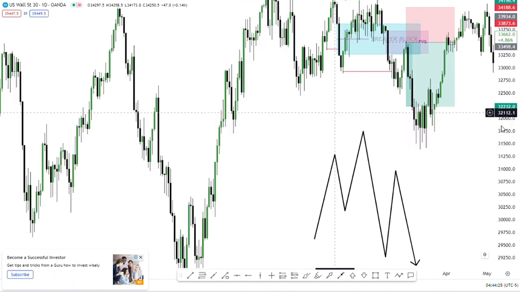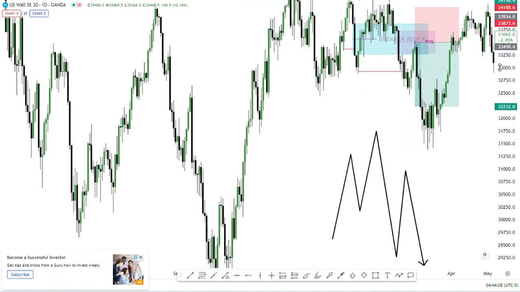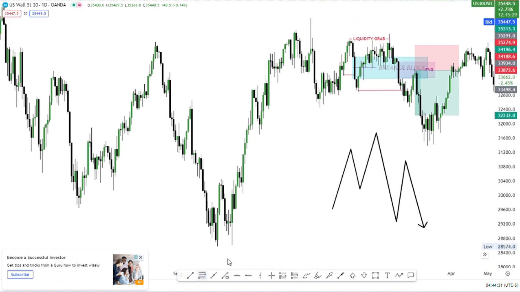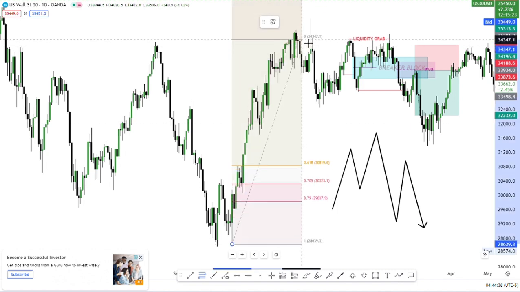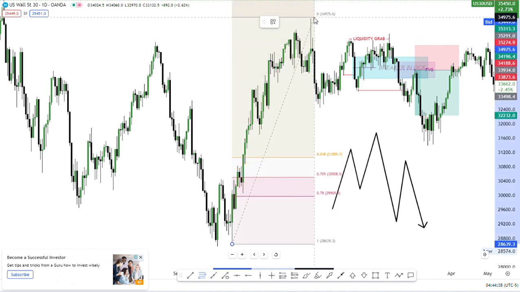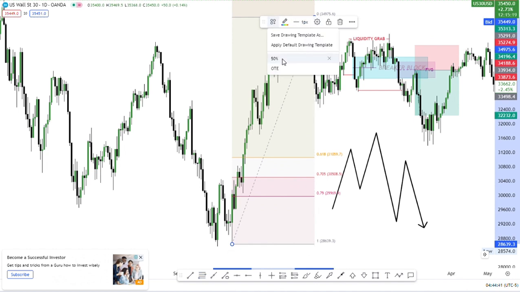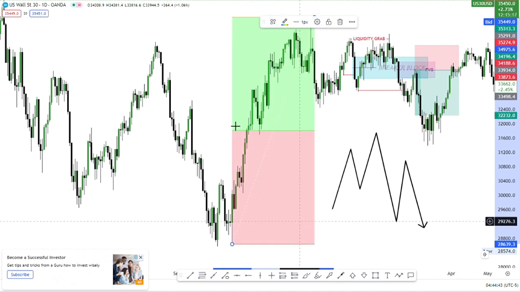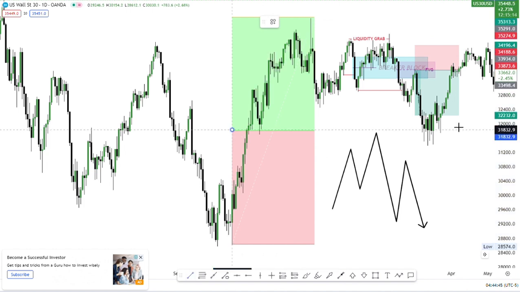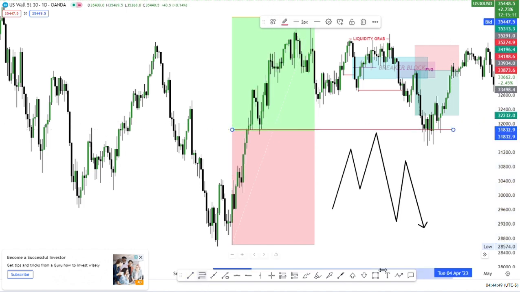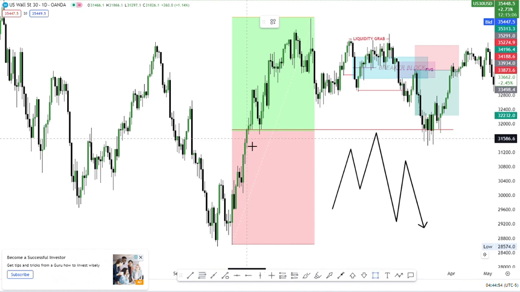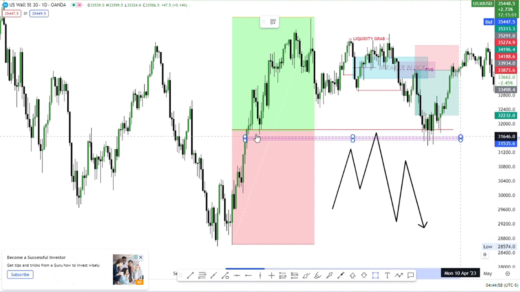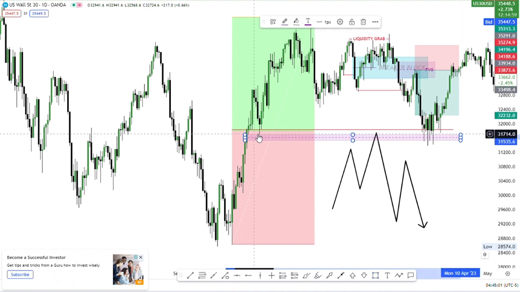How to get a target? Look for your discount and premium, guys. Take your fib, put it here, and you take out your 50%. This is equilibrium. Then the PDA in the discount market is your best level, the gap, which is the equal lows here.